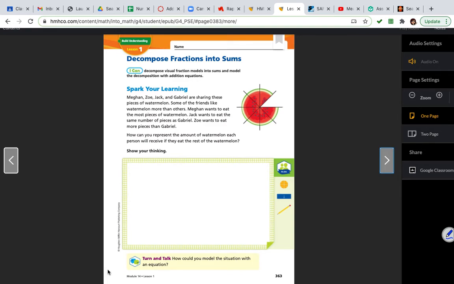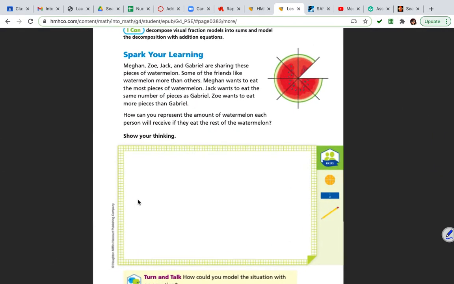Guys, today we're doing Module 14, Lesson 1. The lesson is Decompose Fractions into Sums, and you should have your math workbook open to page 363. So let's look at the problem.